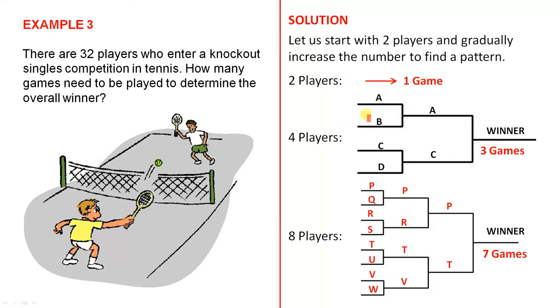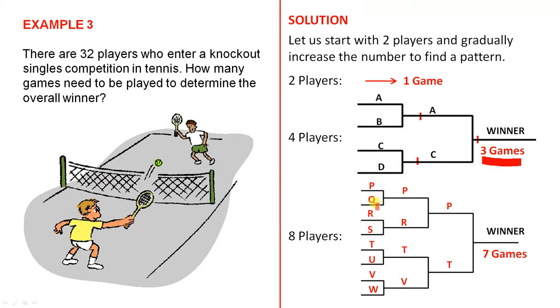If you have 4 players, let's say they're A, B, C, and D. See there? A plays B, that gives you that match there, the winner. The winner is A. C plays D, so that gives you the winner there. So we played 1 game, 2 games. Now A plays C to give you the winner, so that's 3 games altogether. So if you have 4 players, you have to play 3 games. Now let's look at 8 players. We'll keep doubling it because that's a lot easier.